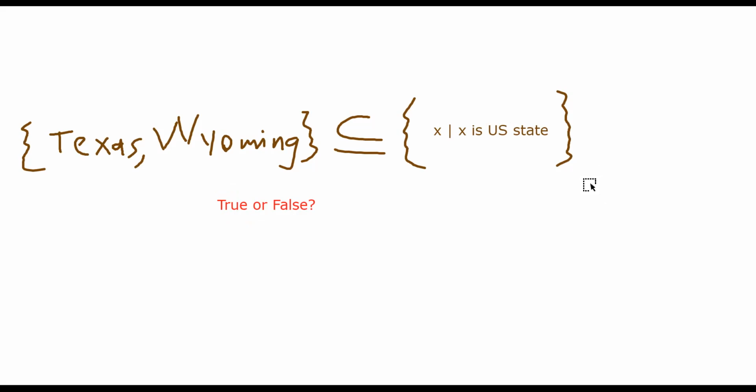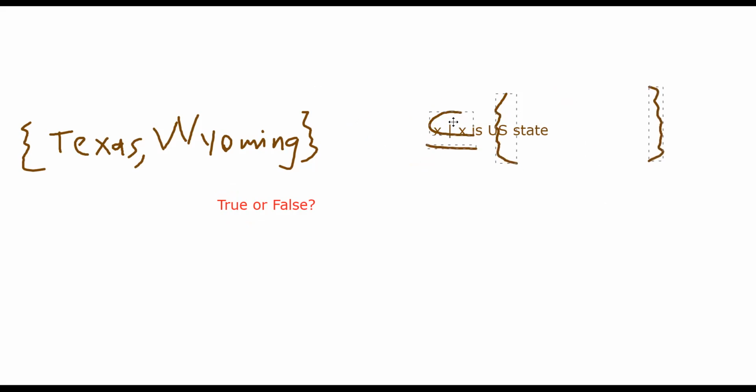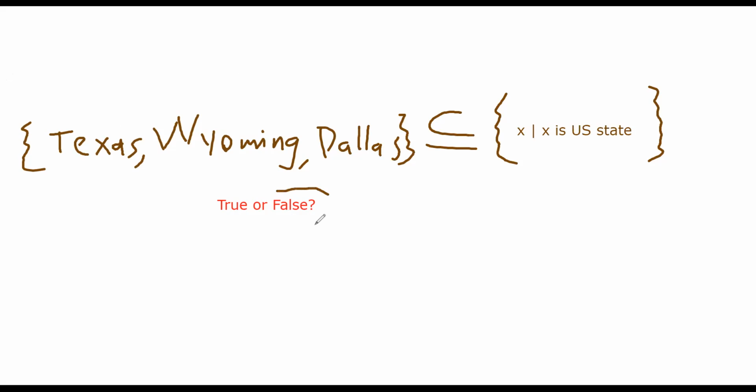All right. Now, let's mix it up a little bit. Let's say we have the set containing the elements Texas, Wyoming, and Dallas. I was going to put Weatherford, but it wouldn't fit there. So I picked Dallas. Is this still a true statement? No. Is Dallas a U.S. state? No. So every element of this cannot be found in this larger set. So now it's false. Very good.